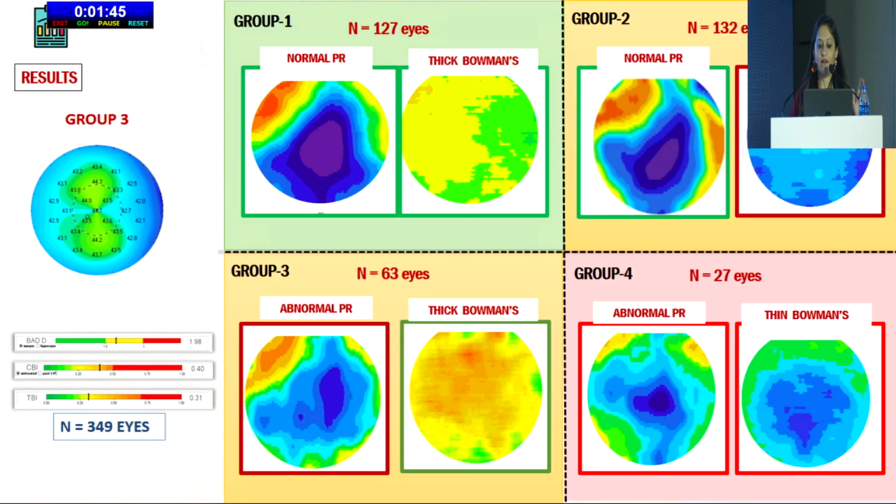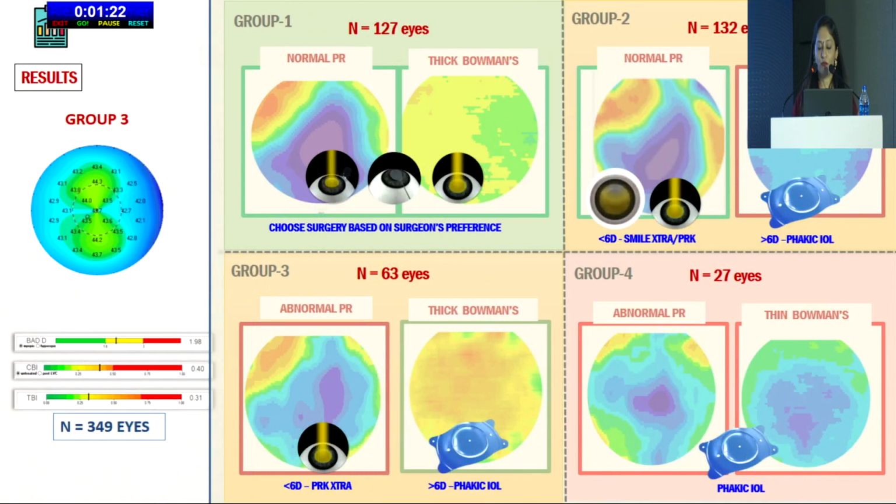So looking at this, we developed a nomogram where we divided these patients into 4 groups. The first group had normal density of collagen and distribution with a thick Bowman's membrane. The second group had normal collagen distribution but a thin Bowman's membrane. The third group of patients had abnormal collagen distribution but a thick Bowman's membrane. And the fourth group of patients had weak collagen distribution and a thin Bowman's membrane.